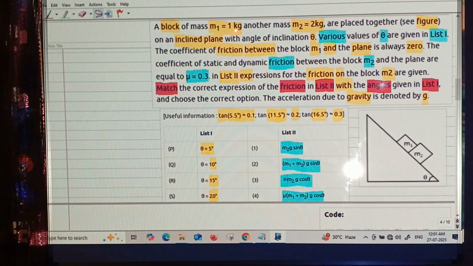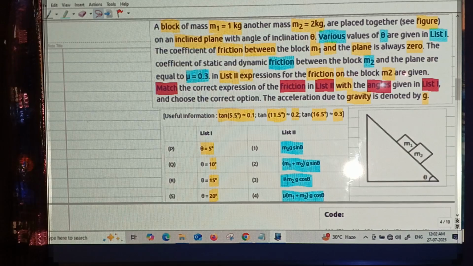A block of mass M1, 1 kg, and another block of mass M2, 2 kg, are placed together, see figure, on an inclined plane with an angle of inclination theta. Various values of theta are given in list 1. The coefficient of friction between the block M1 and the plane is always 0. The coefficients of static and dynamic friction between the block M2 and the plane are equal to mu equal to 0.3. In list 2, expressions for the friction on block M2 are given.